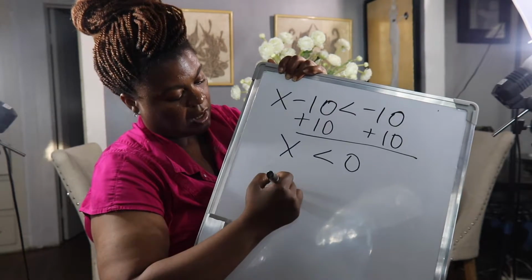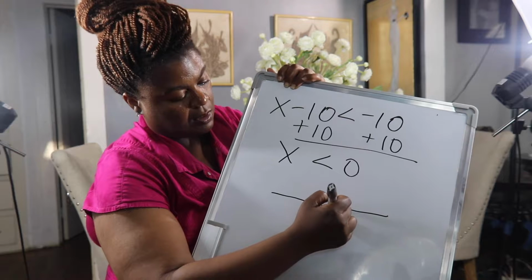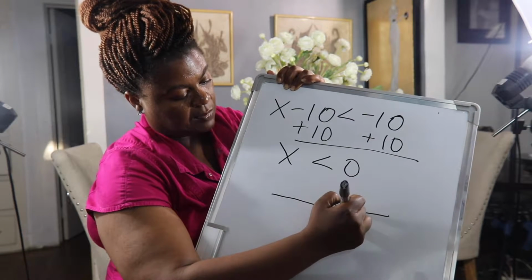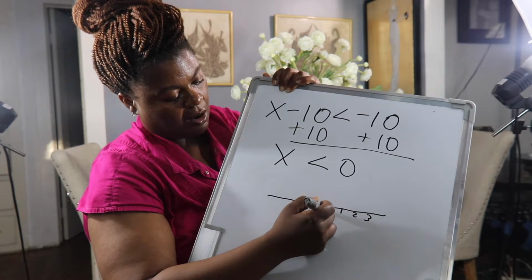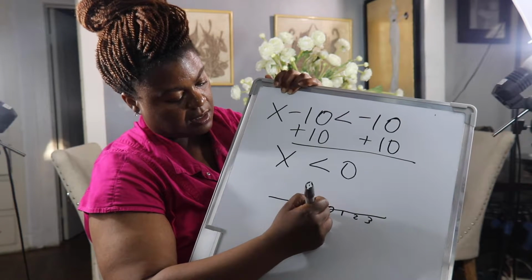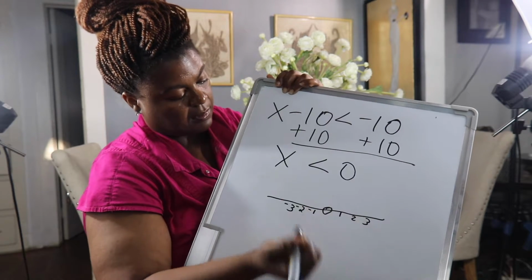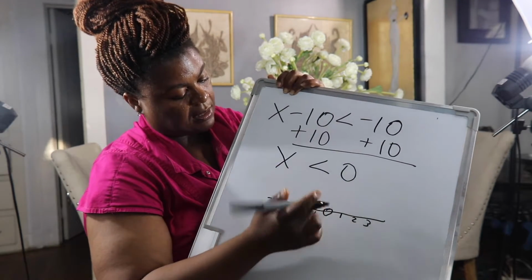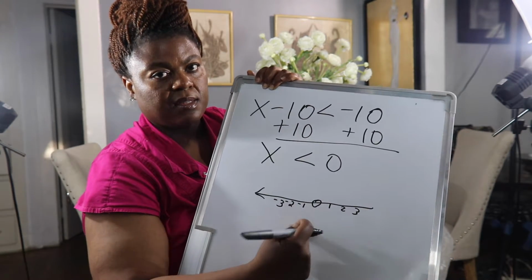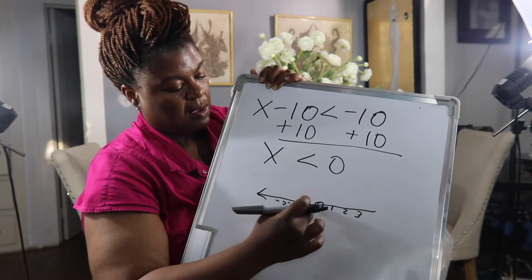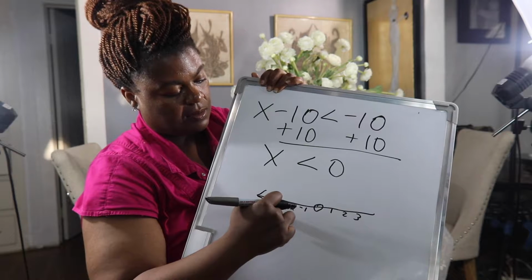Let's see this on the number line. We're saying x is less than 0. So if we know 0 is here, that's 1, 2, 3. And then over here, if this is 0, then this is negative 1, negative 2, negative 3. Okay? And so we're saying x is less than 0, meaning our arrow has to go in this direction. It's any of these numbers that are less than 0.